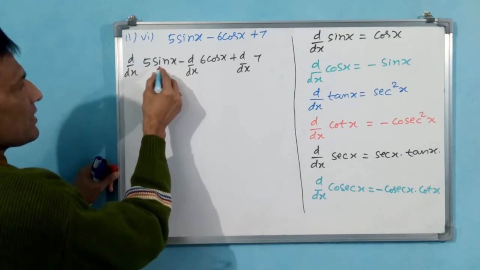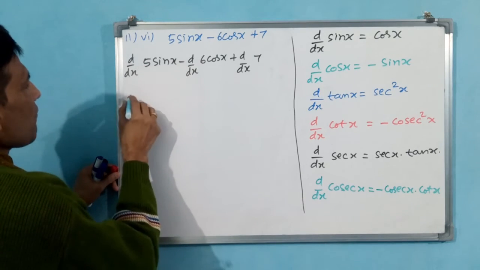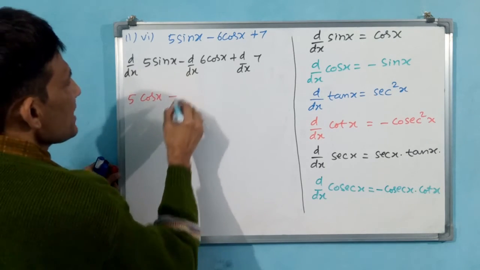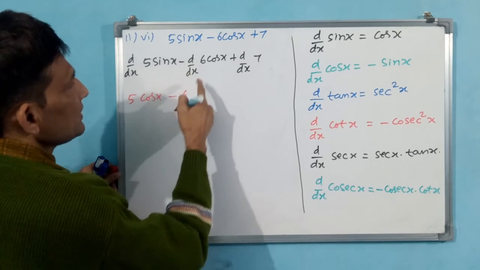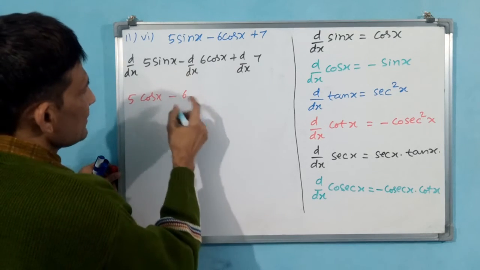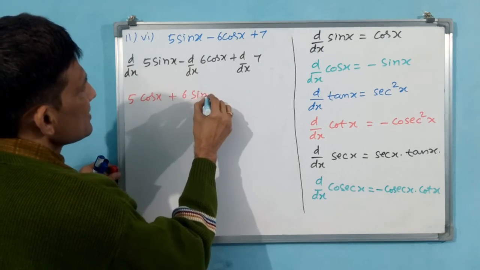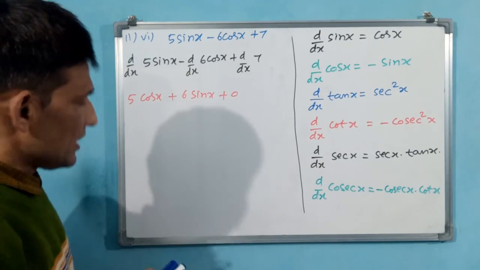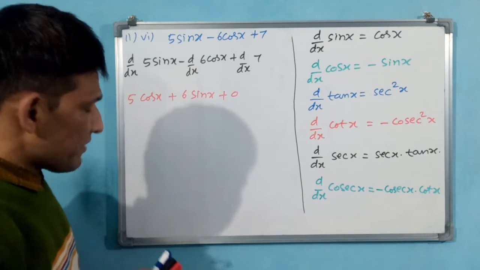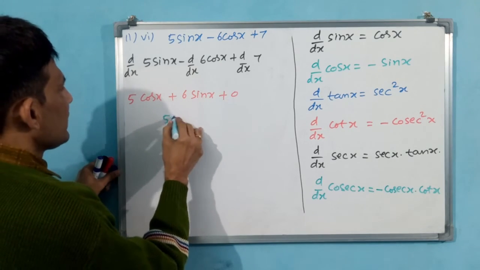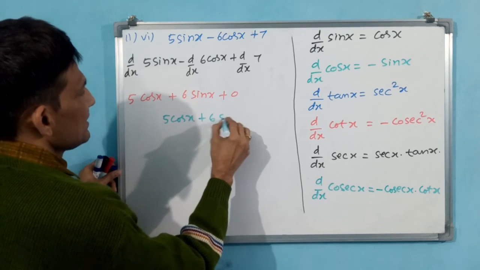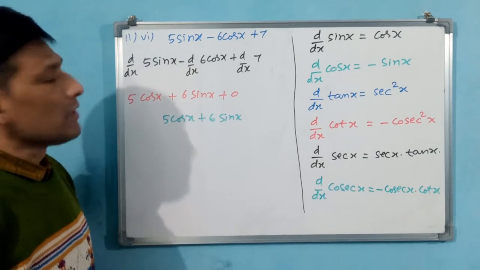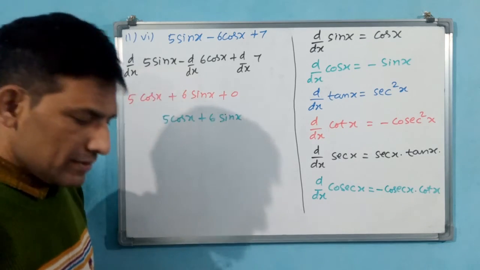Now you see, d by dx of 5 sin x means 5 times d by dx of sin x, which is cos x. Minus you keep, but d by dx of 6 cos x is minus 6 sin x. Minus of minus is plus, plus 0. That means in the final answer you have to avoid this 0. 5 cos x plus 6 sin x is your answer. Okay, let us go to the seventh part.